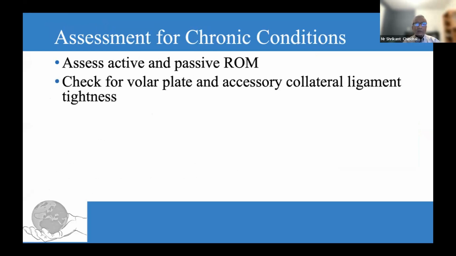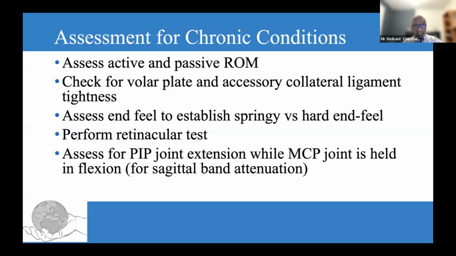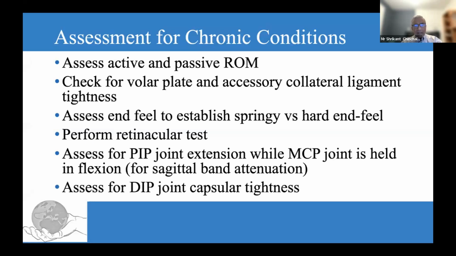So from the assessment point of view, it is important that we assess the active and passive range of motion of the DIP joint. We look at the passive PIP joint extension and identify those limitations. We'll also check for various other anatomical structures that are giving us retention of the PIP joint in a flexed position. However, we must identify what type of end feel these patients are exhibiting. And that we can do by performing various tests and then looking at the retinacular test. So these are some of the characteristics that you're going to see in a chronic condition.